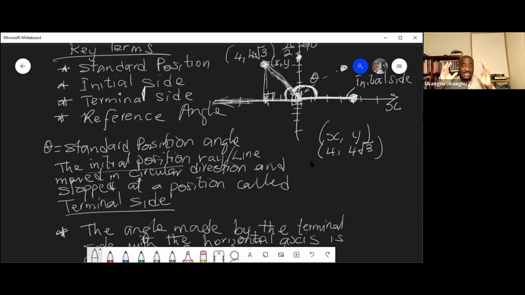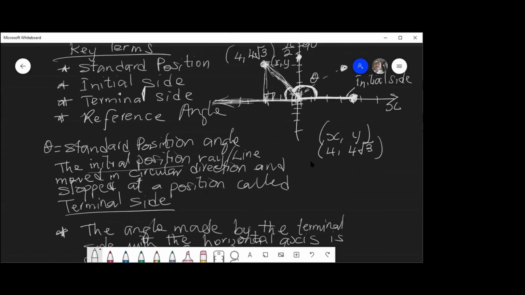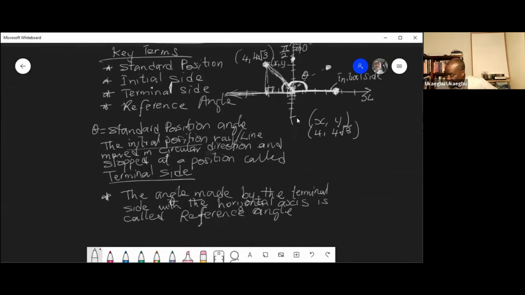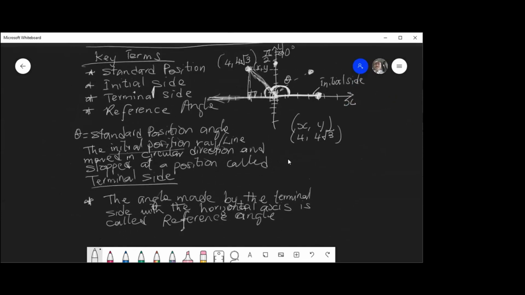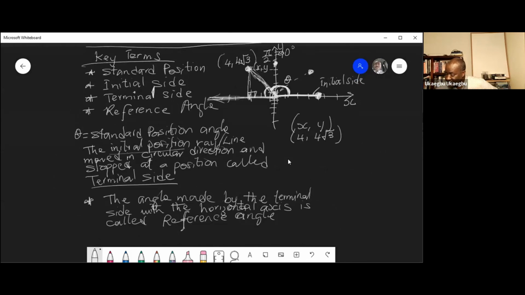So these are the key terms that we need. Mr. Ukaegbu, can you scroll it down a little bit? Yes. So you see the terminal? Yes. Wait, so terminal and reference is the same thing? No, the terminal side makes an angle with the horizontal side. That angle that is made is called the reference angle. This line that I'm highlighting, you can call it a line or a ray, makes an angle with the x-axis, and that angle is the reference angle.